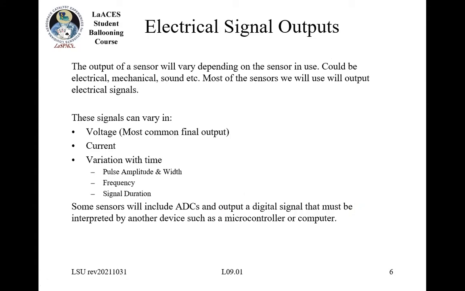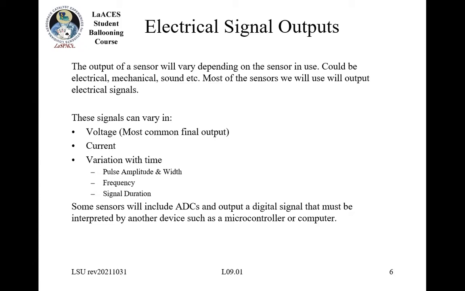So electrical sensors can have a variety of different outputs, right? And in fact, sensors in general can output not just electrical signals. You could have a sensor that has a mechanical output, right? A gauge that you physically read, the output is the movement of that needle. That would be, for example, a mechanical output.